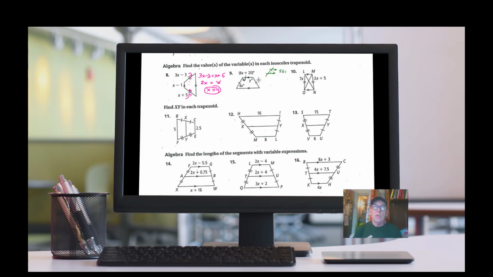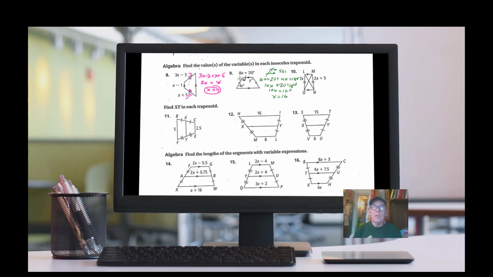So we have 6x plus 20 plus 4x equals 180. So that gives us 10x plus 20 equals 180. Take away 20, 10x is 160. Divide by 10, x is 16. So x is 16 for these.